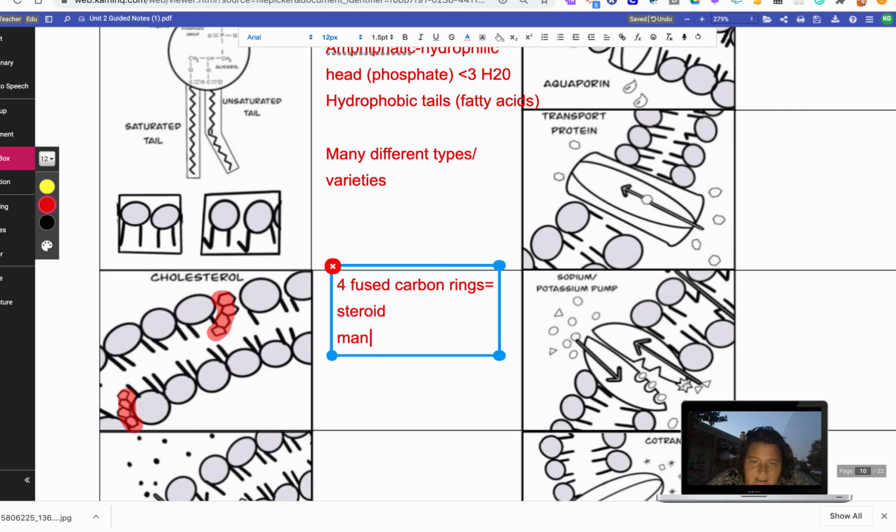I cannot spell tonight. I always say that. Correct membrane fluidity. Too much, it's too fluid. Not enough, too brittle. So it gives it the right membrane fluidity. Therefore, cholesterol is an essential part of our body.